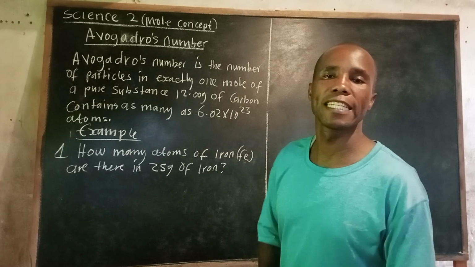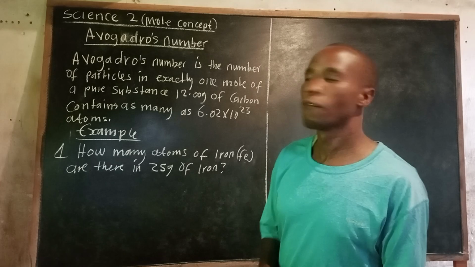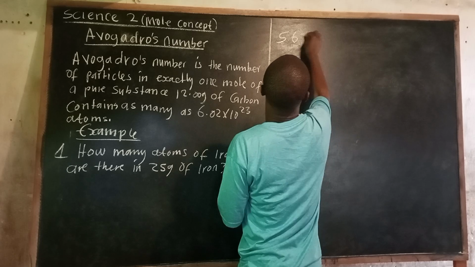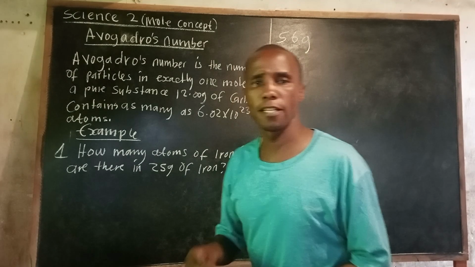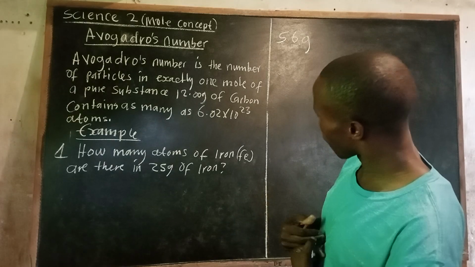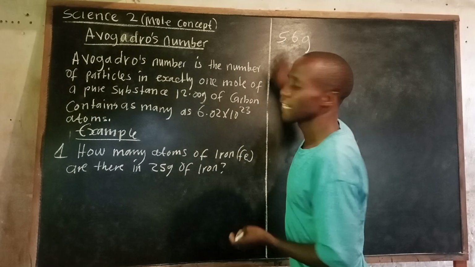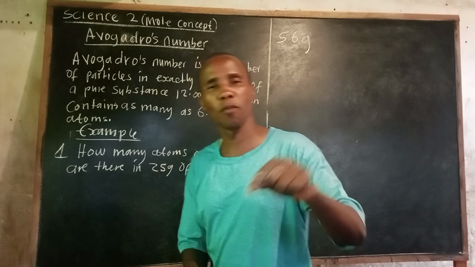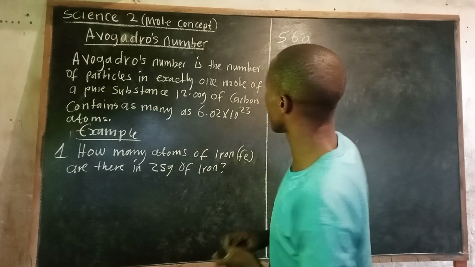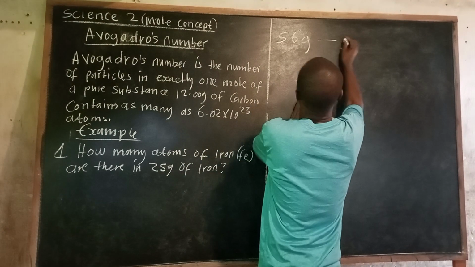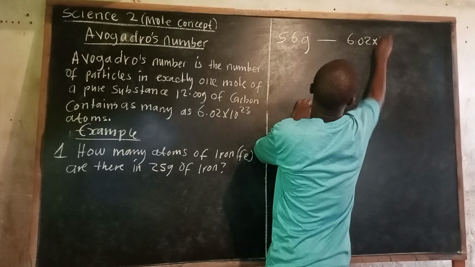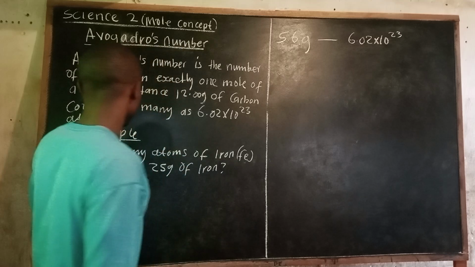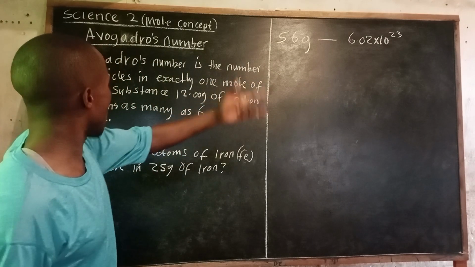56 grams. That is the mass for iron. So the solution we are going to write from here: 56 grams. This 56 grams is, remember, just one element, which is 1 mole of that particular element. So this is equivalent to 6.02 times 10 power 23 atoms.